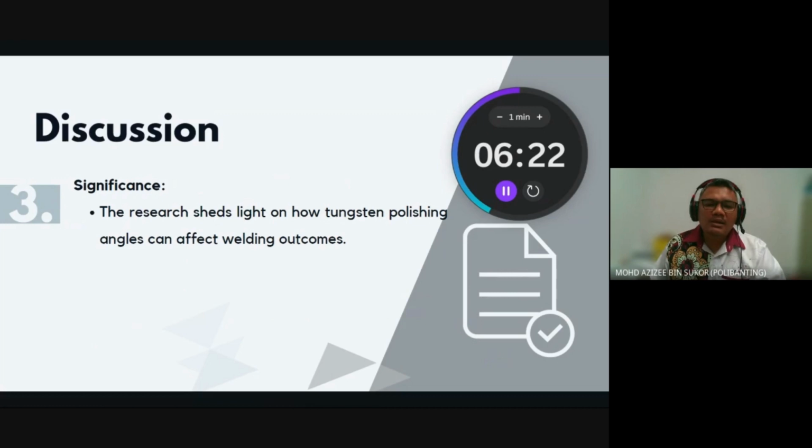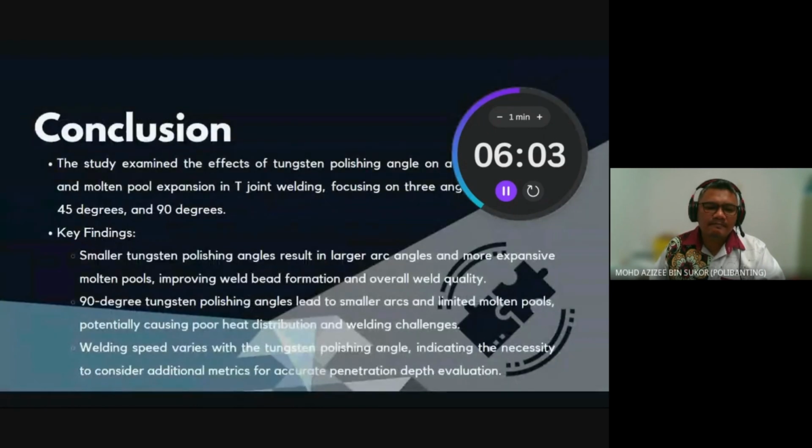The ideal tungsten polishing angle varies with the welding task. While smaller angles favor wider welds, larger ones benefit thicker welds. Excessively large angles risk poor heat distribution. This study deepens knowledge on tungsten angles in T-joint welding, guiding optimized processes.